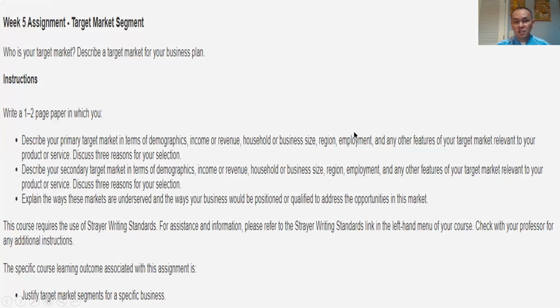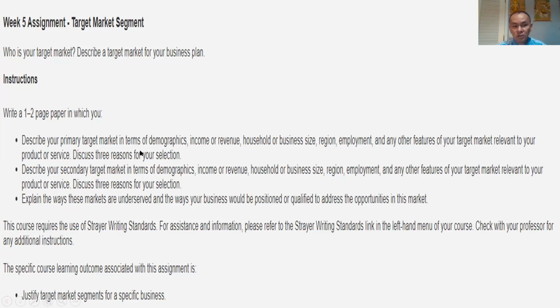As you can see, the instruction asks that you write 1 to 2 pages. You want to be smart, write 1 page. Make sure that it's inclusive of both primary and secondary targets. So you have an option. You can write 1 or 1 to 2 pages, all right? You have to identify the primary target. Why are you choosing the primary target? What will they do for you, how will you generate revenues from the primary target, and how will your business models align with your primary target.